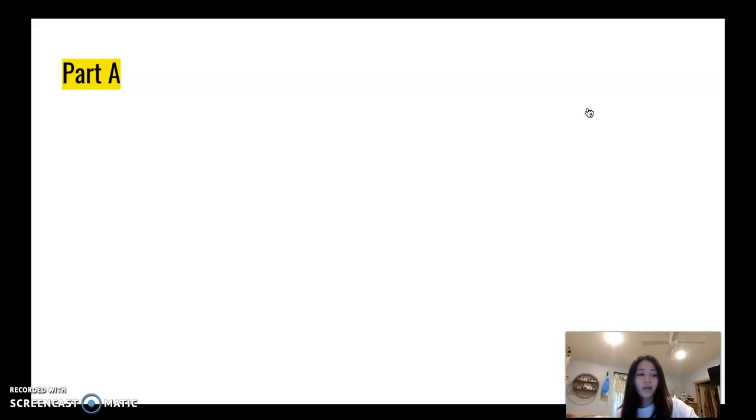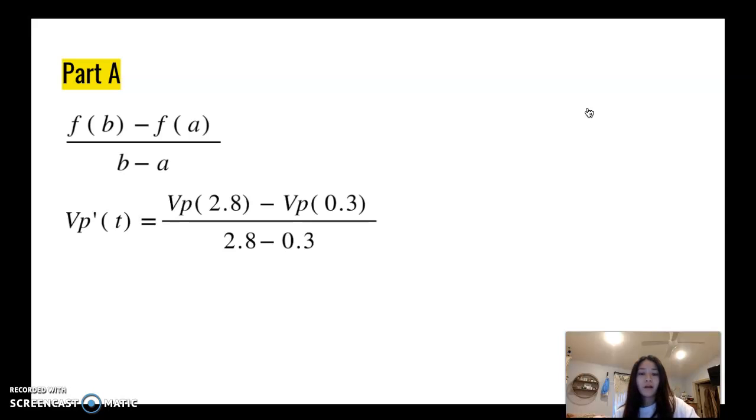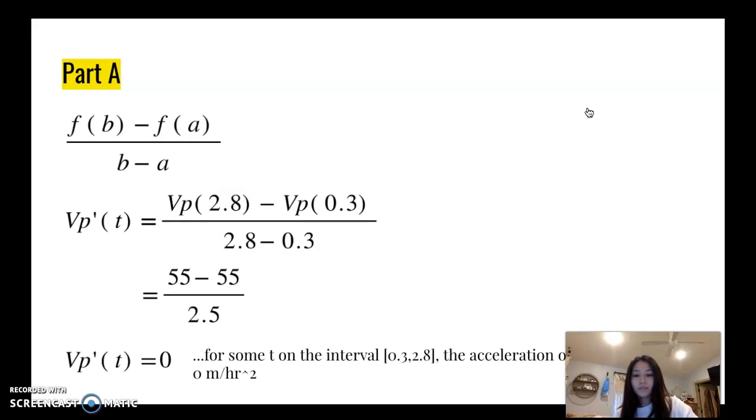So for part A, we are given that the function is differentiable, so therefore we can infer that it is also continuous, and we can apply the mean value theorem and use the equation f of b minus f of a over b minus a. And then we plug in the respective values from the interval given from part A, we can simplify and get 0. So therefore, for some t on the interval 0.3 to 2.8, the acceleration of the particle equals 0 meters per hour squared.